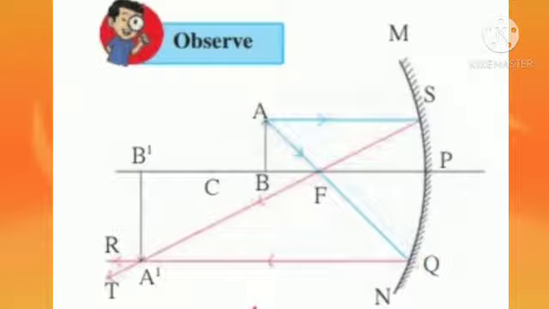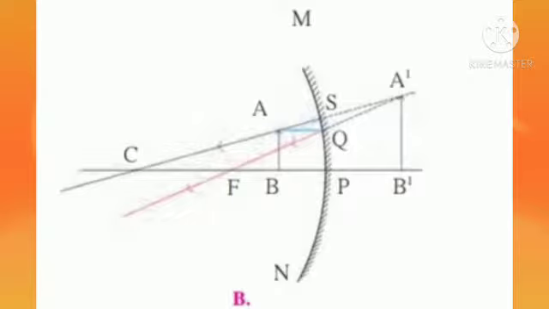From this, we see that when the object is placed between the focus and center of curvature of the mirror, the image is formed beyond the center of curvature. This image is larger than the object and is inverted. As the reflected rays actually cross each other, the image is a real image and can be obtained on a screen.